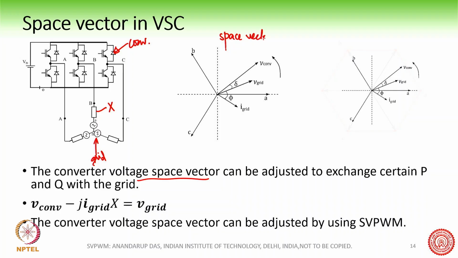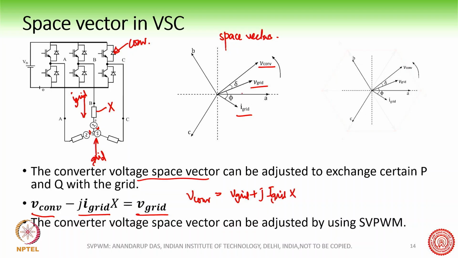Okay, so we are drawing three space vectors here: the converter voltage, the grid voltage, and the grid current. The grid current is flowing this way, I grid. And we can write down the space vector equation. So V conv minus J I grid X, so this is the V conv voltage, minus J I grid X is equal to V grid, right? So V grid is here, this is the plus here, so this is the space vector. So therefore we can say that V conv equals V grid plus J I grid X, right?